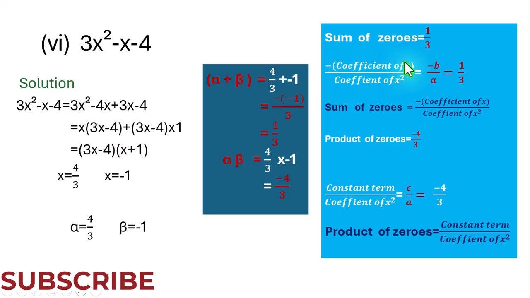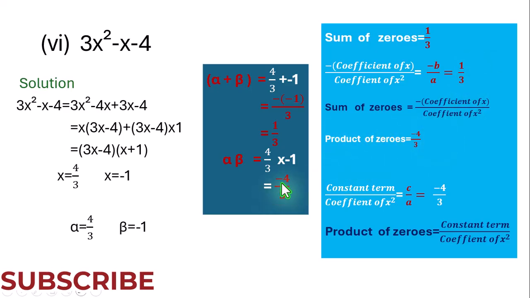Then minus the coefficient of x upon the coefficient of x square is equal to minus b upon a. That is, the coefficient of x is minus 1, minus into minus 1, and the coefficient of x square is 3, that is 1 by 3. Sum of zeros is equal to minus the coefficient of x upon the coefficient of x square. Both are equal, 1 by 3, 1 by 3.